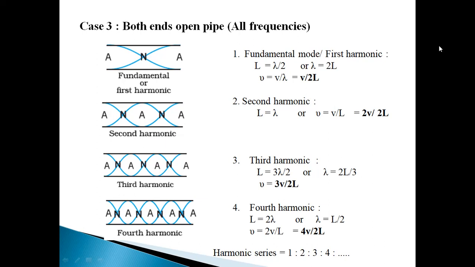So we have discussed three cases here. The first was both ends fixed, where we get all the harmonics. Second, one end closed, one end open, you get only odd harmonics. And the third case, when both ends are open and the air column vibrates, you get again the all-harmonic series, all the frequencies.